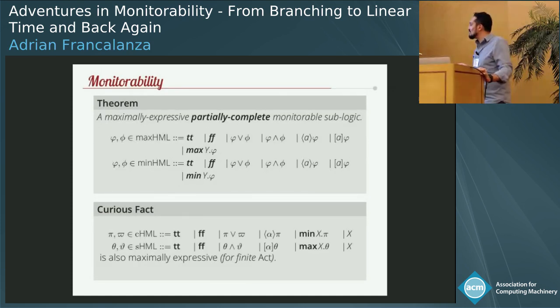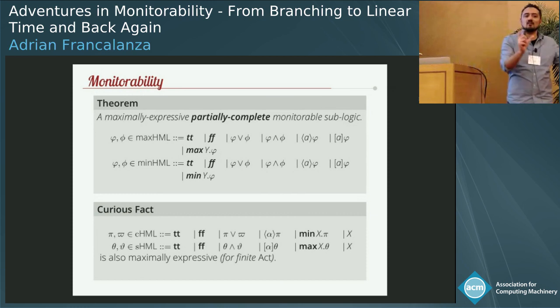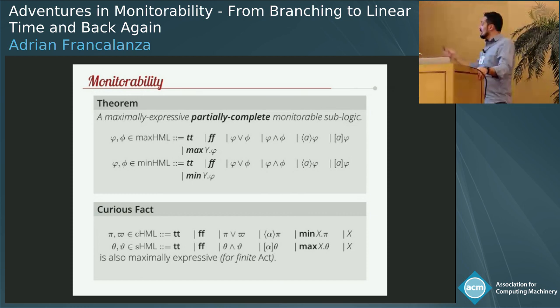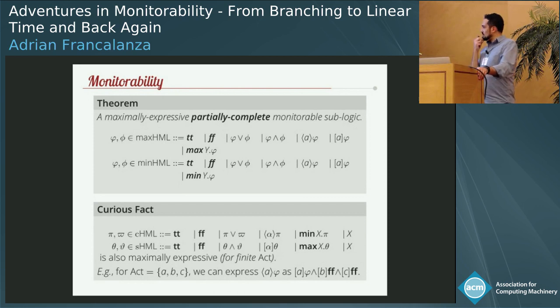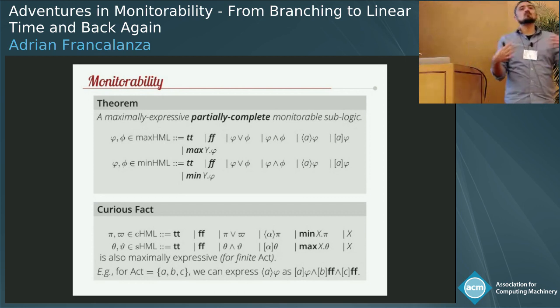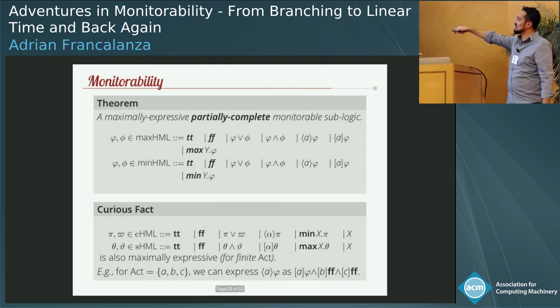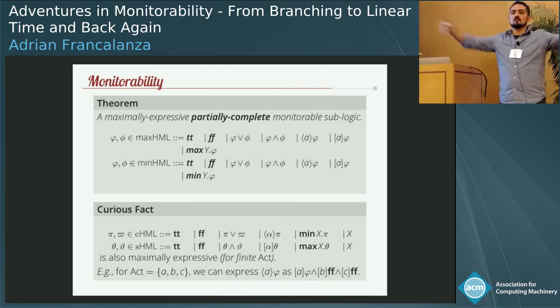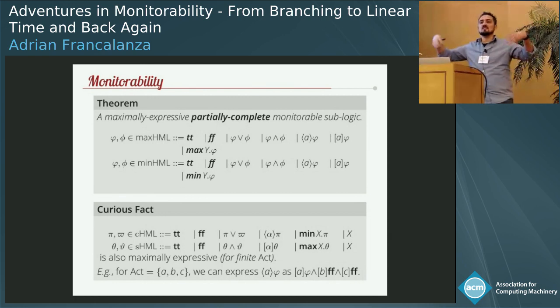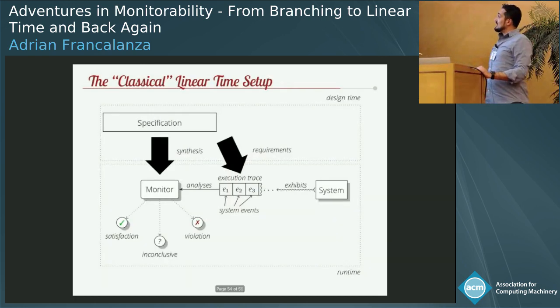We have also a nice curious fact that for specific cases, when you have a finite set of actions, the syntactic fragment that we identified in the branching time case, which is this one, actually tends also to be maximally expressive with respect to partial completeness. The reason is that you can express certain things, like, for example, the diamond, in terms of boxes. However, I think the point of monitorability is not to define the minimal calculus, but to define the maximal syntactic fragment, because you want to give as much expressivity as possible.